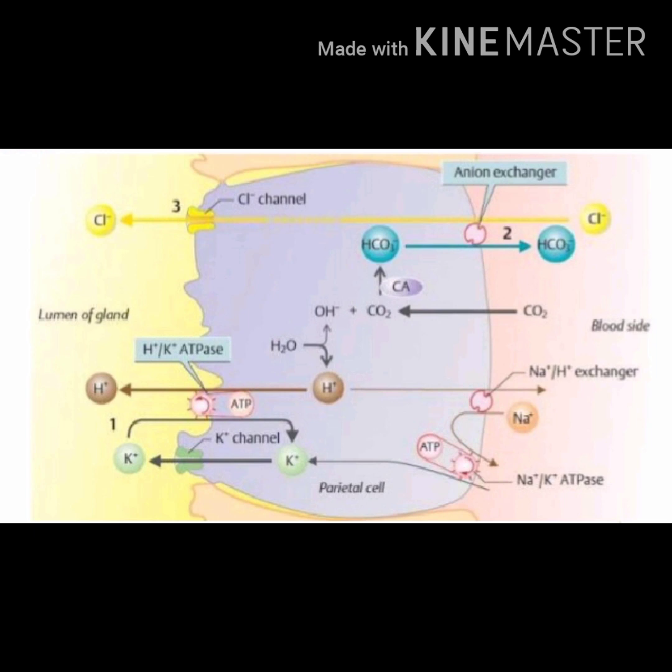See here, in this image there are yellow, purple and pink colors. The yellow color indicates the lumen of the gland, and the purple color is the parietal cell region. After that the red color indicates the blood side. On the blood side there is a sodium potassium ATPase pump, and on the lumen side a potassium hydrogen ATPase is also there. On both sides there is a pump, which is active transport, as we already know. Here, on the upper side, there is the chloride channel.